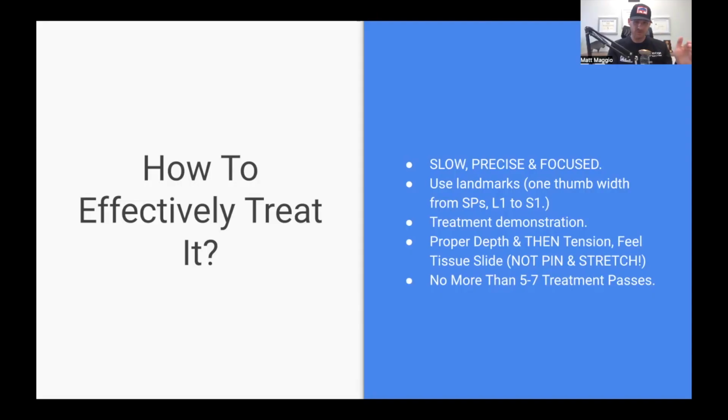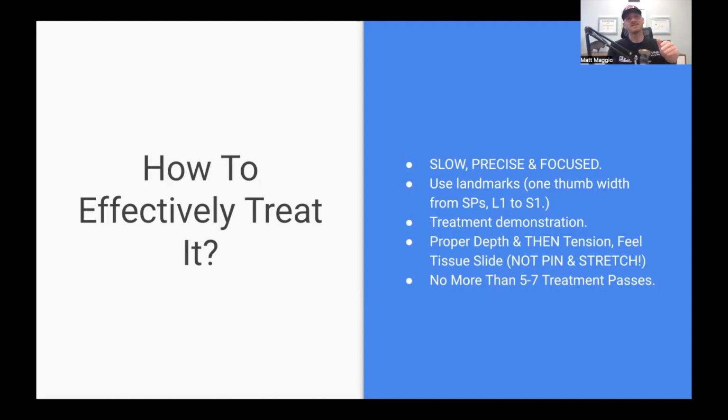So a couple take-homes from the video. Always proper depth, and then tension. You want to feel the tissue slide. A lot of people, when they look at this, think it's pin and stretch or some form of myofascial release. Maybe on the surface it looks like this, but the touch and feel is very precise, very focused. We're getting an effective treatment every time.